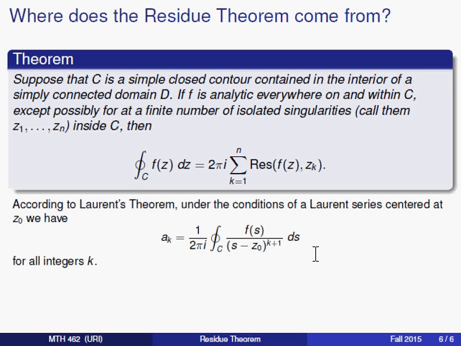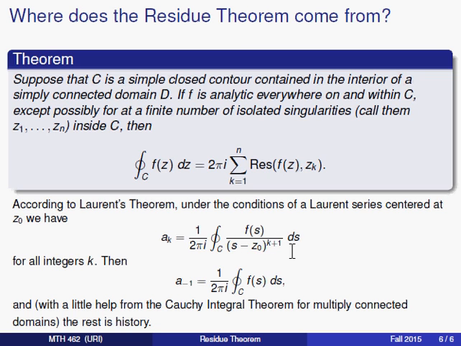Now, because this is valid for all values of k, we can go ahead and plug -1 in for k. When we do that, that will make the denominator just equal to 1, actually. And so if we were to solve for the integral, we will get 2 pi i times a sub -1, or in other words, 2 pi i times the residue. Now, using what our book calls the Cauchy integral theorem for multiply connected domains, we get exactly the expression there.